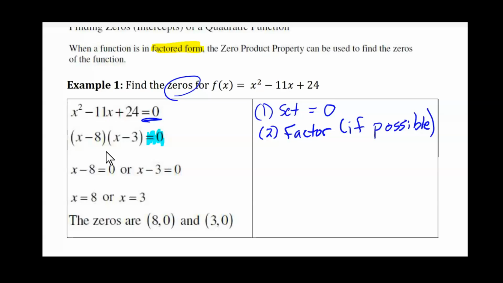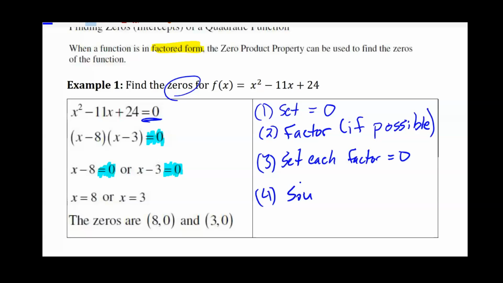And then from the zero product property, the whole key idea here is that 0 is really important because then what I can do is say, you know what, if my answer is 0, that means one of my factors has to be 0. So I can set each factor equal to 0 and solve it. So that's step 3. Set each factor equal to 0, and then your solutions.